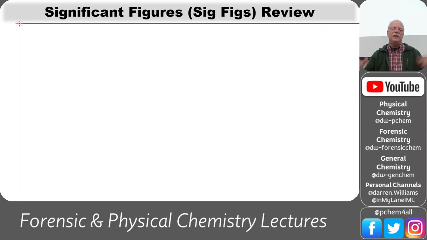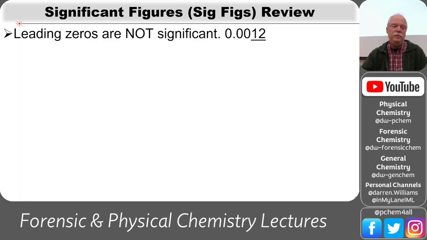So let's review. Let's get down into the numbers, and let's talk about something that we covered in freshman chemistry and probably your high school chemistry, and that is significant figures. Okay. And so here are the rules for significant figures. The leading zeros are only there to tell you where the decimal point is. They're not significant. They're just sort of a place marker. And so leading zeros are not significant.